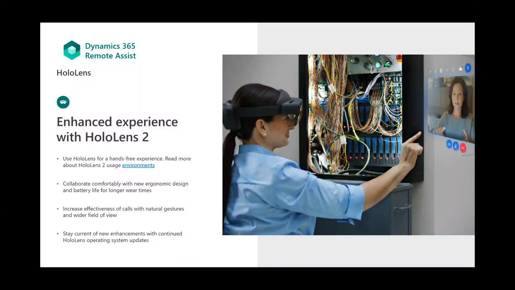HoloLens 2 also has a new comfortable ergonomic design and a longer battery life, which should allow for longer wear times for the field service engineers. We've increased the effectiveness of calls with our natural gestures and the wider field of view. So now with a wider field of view, people are able to see more of the annotations around them. With natural gestures, they're able to interact with the UI in a much easier way.